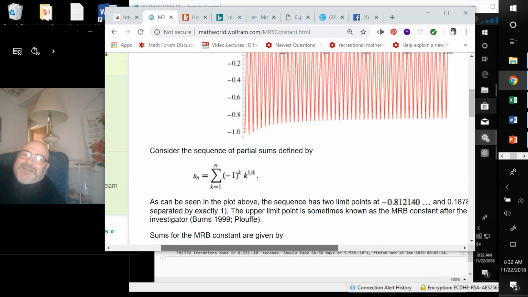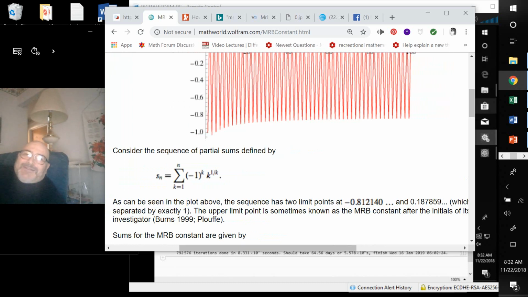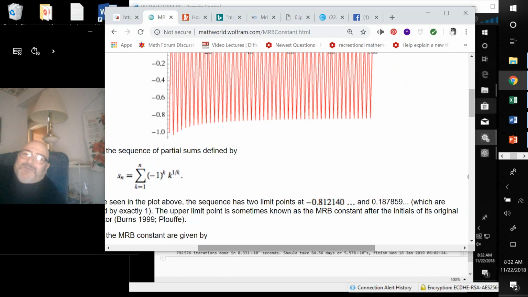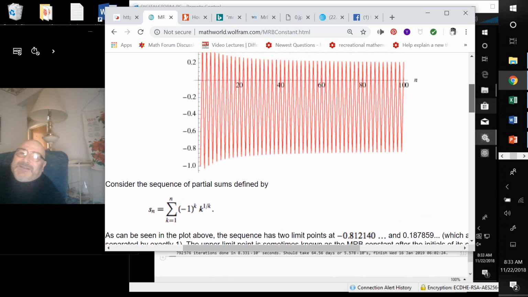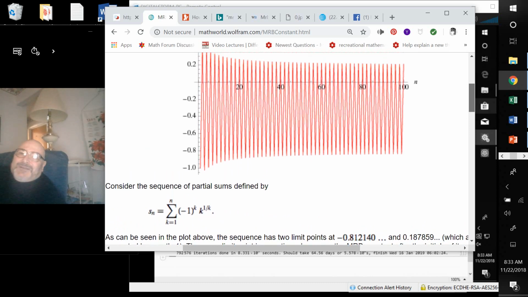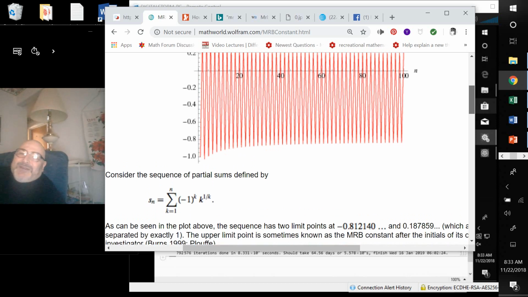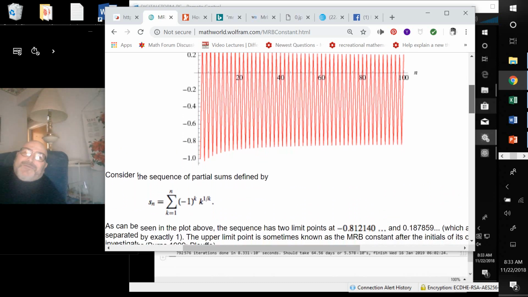So he said, as can be seen in the plot above, the sequence has two limit points, -0.812140 and 0.187859, which are separated by exactly 1. Okay, they're separated by exactly 1 once you get to infinity to the power of 1 over infinity. And the point on the x-axis right before that, whatever that is.